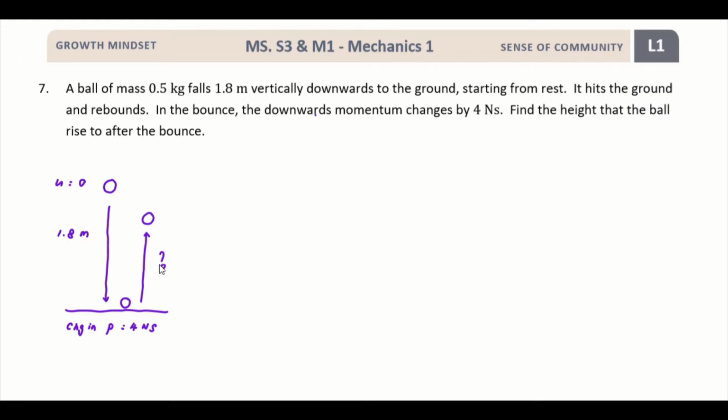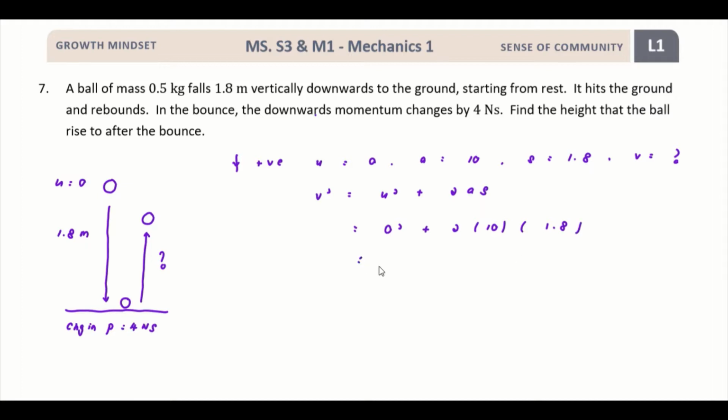The first thing that we need to get is the final velocity here, which is going to be the initial velocity for your change in momentum. So treating going down as positive, we have U is 0, A is 10, displacement is 1.8, and the final velocity is what we are interested to know. So V squared equals U squared plus 2AS, equals 0 squared plus 2 times 10 times 1.8. From here, we get 1.8 times 2 times 10, so it's 36.